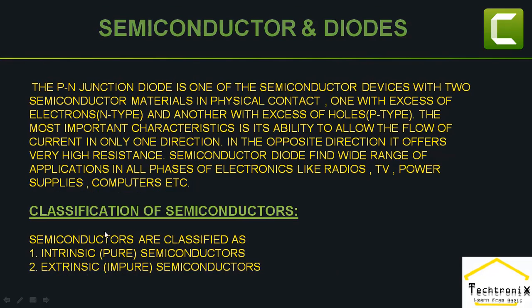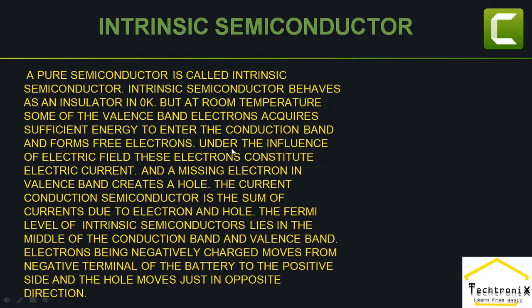Let's see the classification of semiconductors. Semiconductors are classified as: 1, intrinsic semiconductors, that is pure semiconductors, and 2, extrinsic semiconductors, that is known as impure semiconductors. So let's see first the intrinsic semiconductor. A pure semiconductor is called the intrinsic semiconductor.